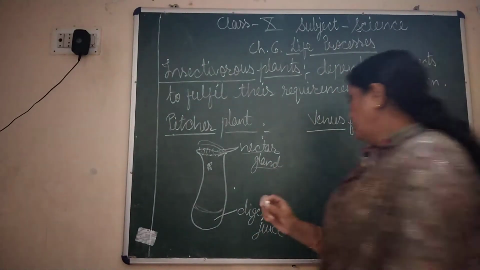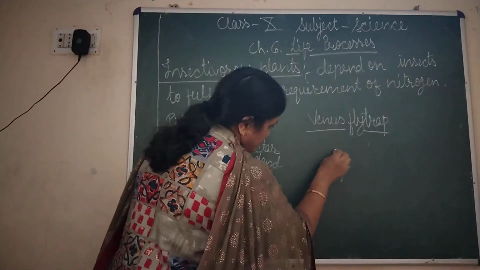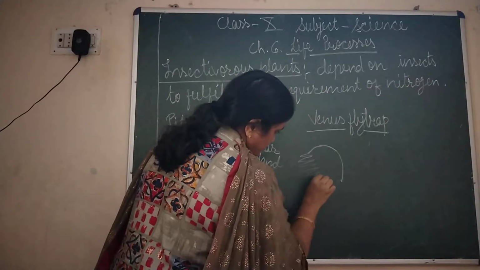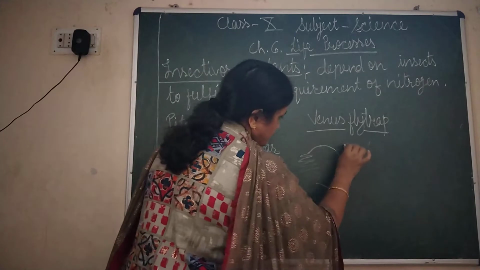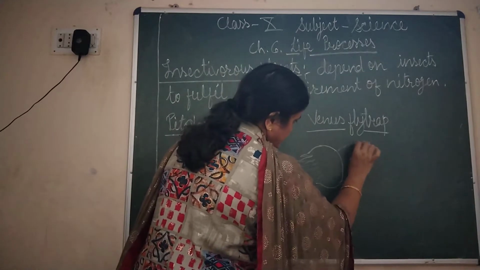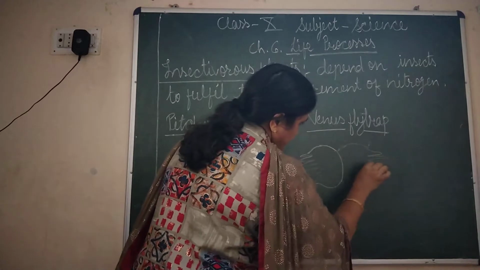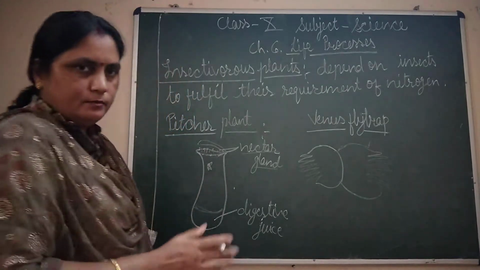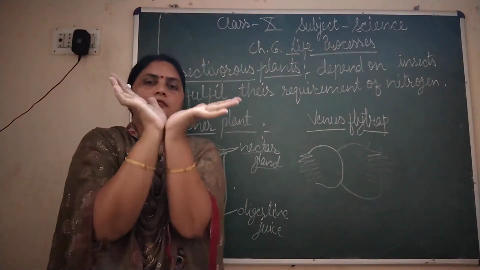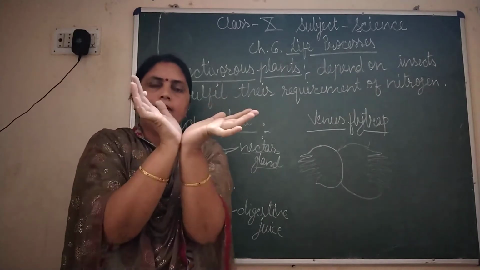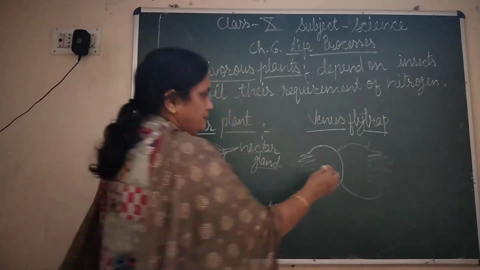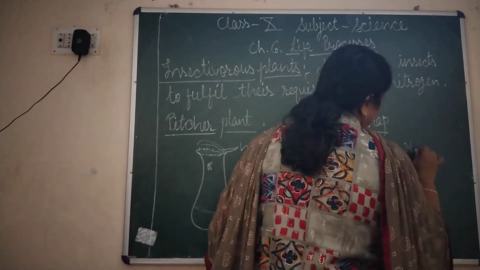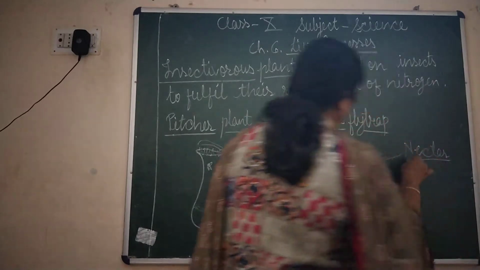Venus flytrap, these plants have leaves that on the outside have this type of finger-like projections, just like our palms. And in between here there is the provision of nectar to attract the insects.